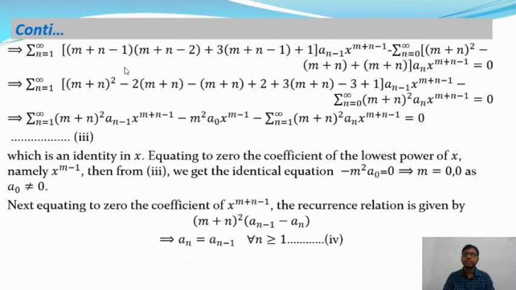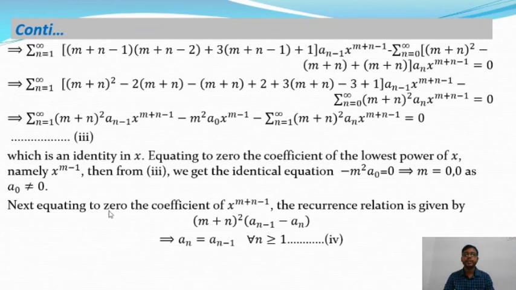So the above series is reduced to this, and this is equation number 3. Which is an identity in x, equating to 0 the coefficient of the lowest power of x, namely x to the power m minus 1, from equation 3 we will get the identical equation minus m square a_0 is equal to 0. So from this we will get m is equal to 0, 0, where a_0 is not equal to 0.